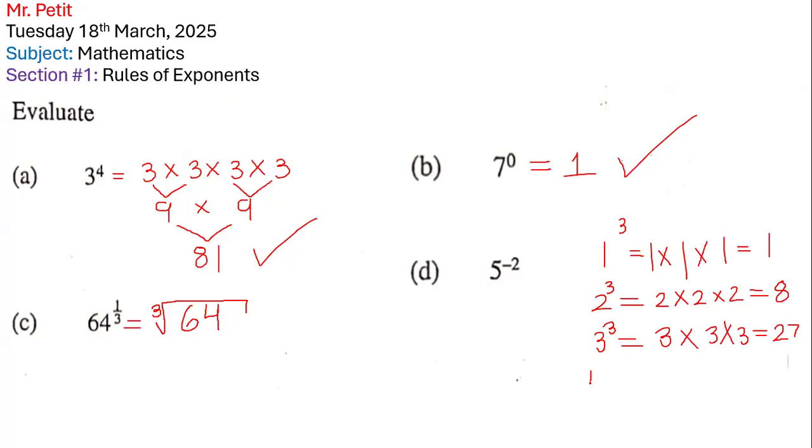And then 4 cubed is going to be equal to what? 4 times 4 times 4, which gives us 64. Does that make sense to you all? Let me know if that makes sense. So that means that the cube root of 64 is what?